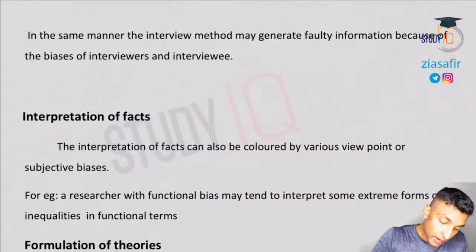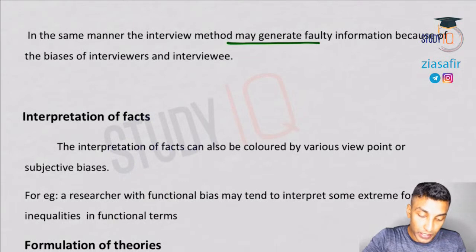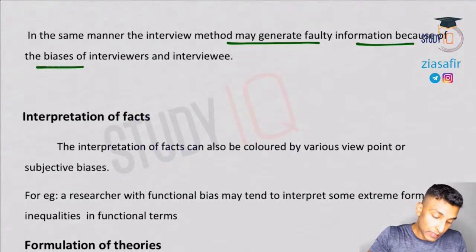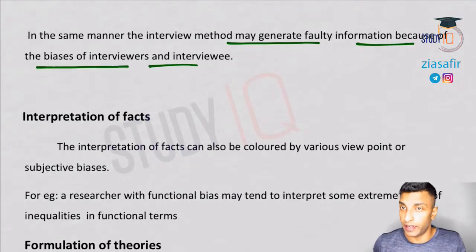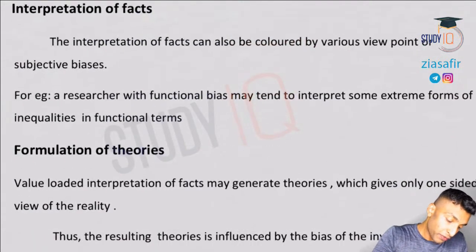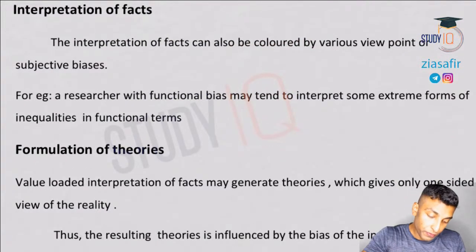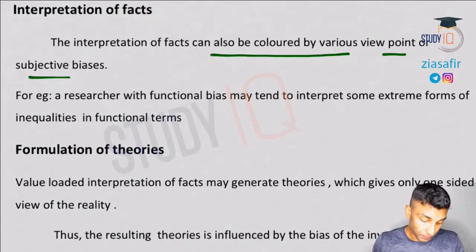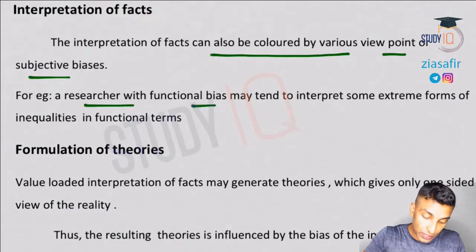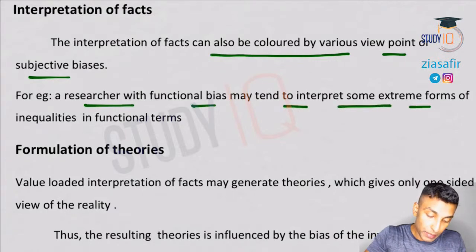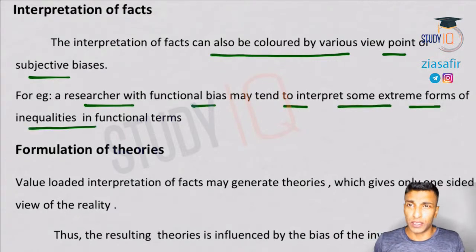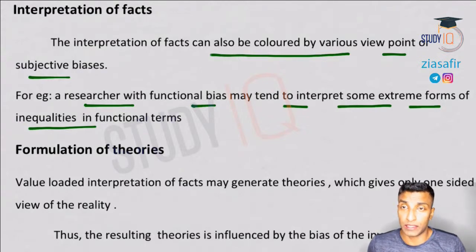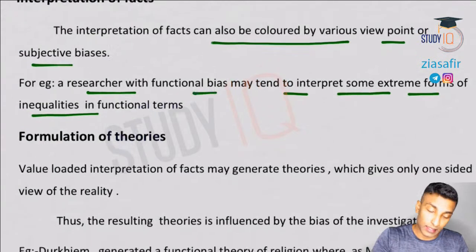Similarly, in the same manner, the interview method may generate faulty information because of the biases of the interviewer and interviewee. Okay. Interpretation of facts. Now, the interpretation of facts can also be colored by various viewpoints or subjective biases. For example, a researcher with a functional bias may tend to interpret some extreme forms of inequalities in functional terms. I've told you, extreme forms of crime like rape of minors, etc. Okay.